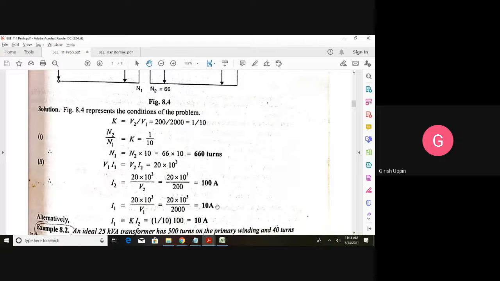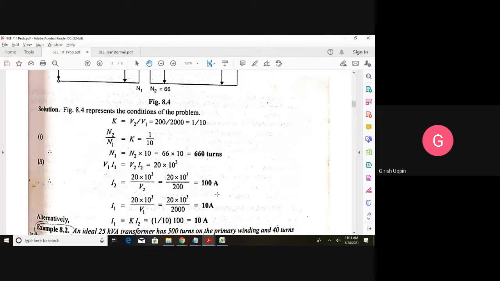Using this, V1 I1 is equal to 20,000, and V1 is already given, so I can calculate I1. I1 is 20,000 divided by V1. V1 is 2000, so 20,000 divided by 2000, we get 10 amperes. Similarly, I calculate the full load current on the secondary side: V2 I2 is equal to 20,000, or I2 is equal to 20,000 divided by V2, which is 200. We get 100 amperes.